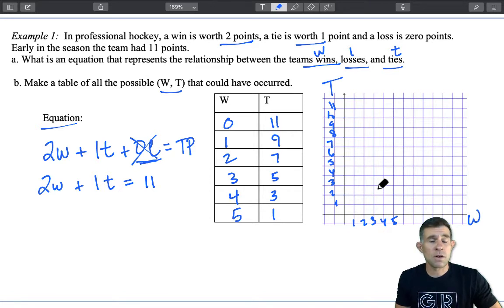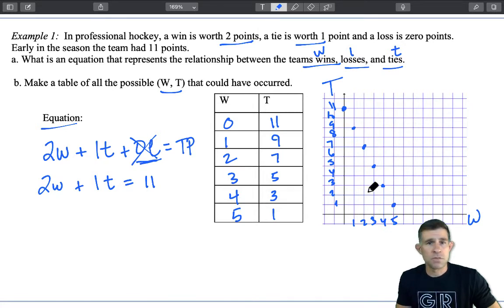Now, if we're going to go over here on our graph and give a little visual representation of what we're looking at, we'll plot all of these points: 0 over and 11 up. And notice that my W is plotted along my x-axis and my ties are along my y-axis. 1 over and 9. And we're just going to continue down in this fashion here. You can see our slope is this -2. For every win, I'm going to take away 2 ties, so on and so forth.